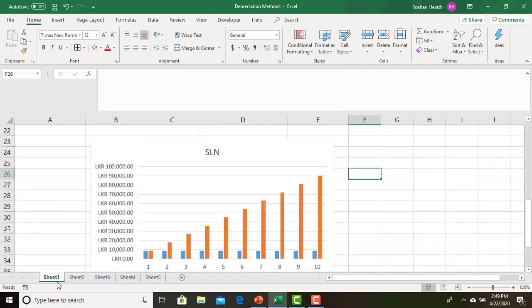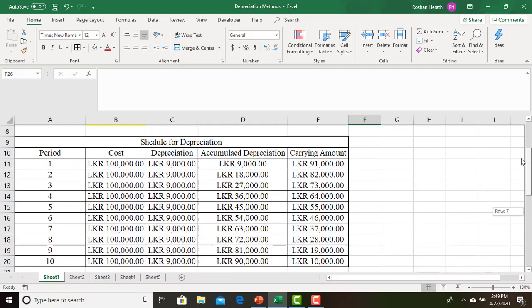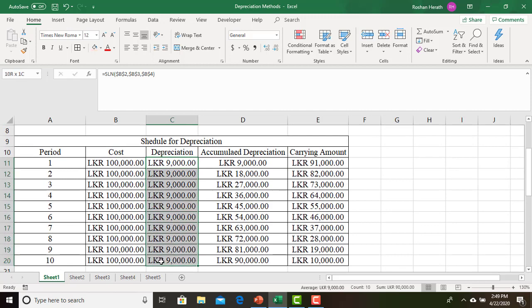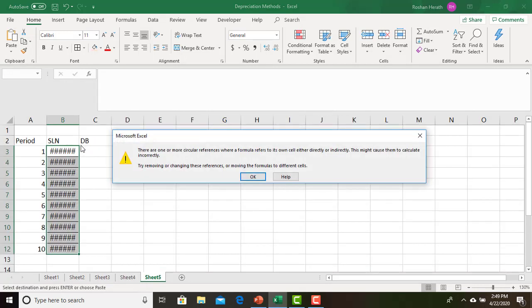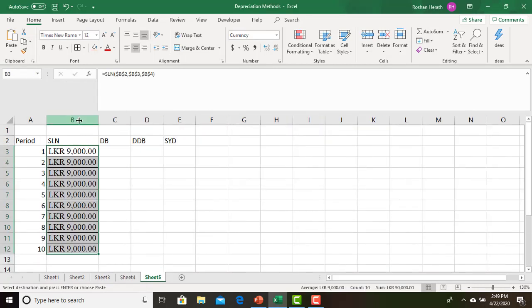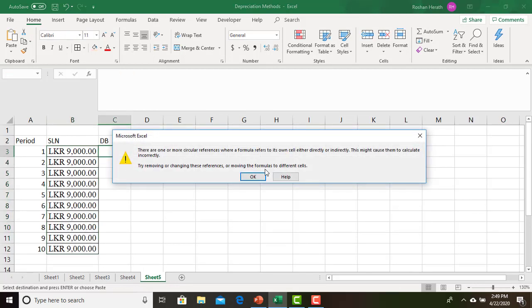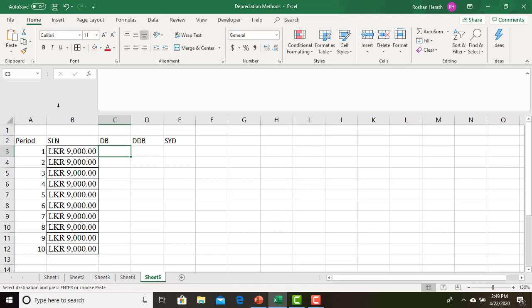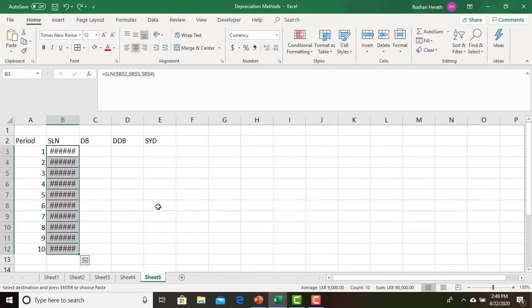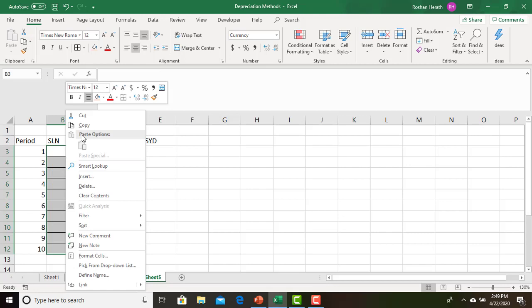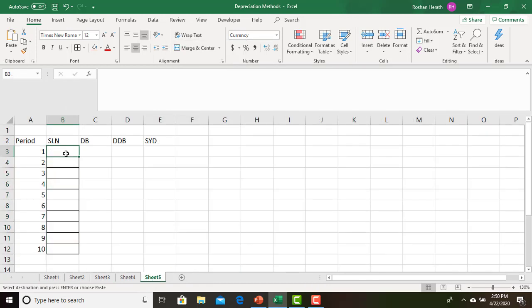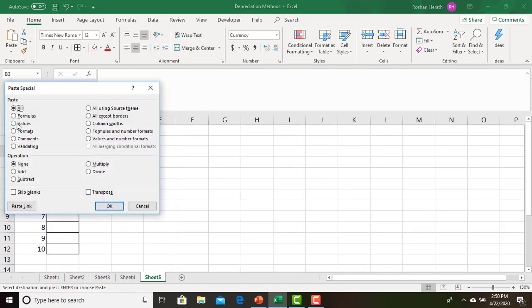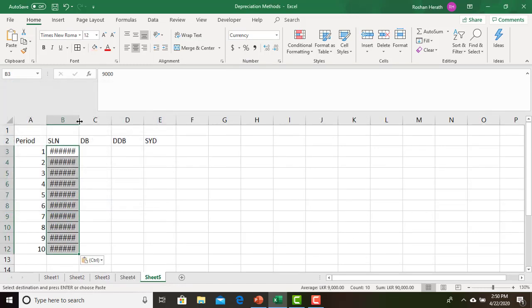So we may bring that information. You go to the straight line method, you have the depreciation, you may copy that information and paste it over here. Or if it has something to do with the formatting, you may just take the values. You may copy that, and you know how to paste the value. You have learned about paste special, so just take the values, that will do. That's it.